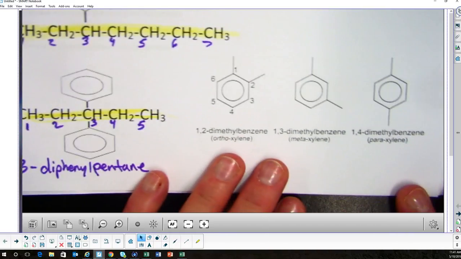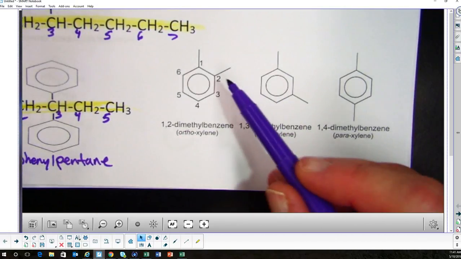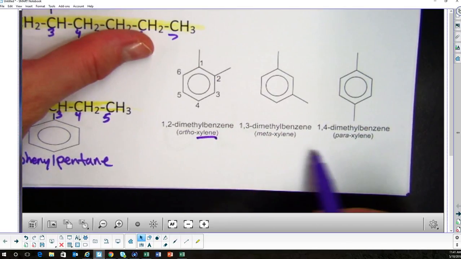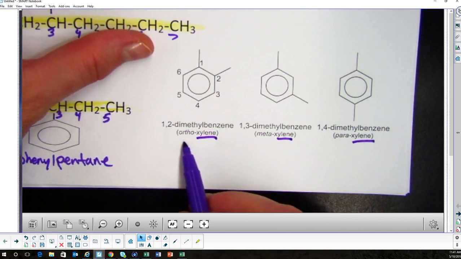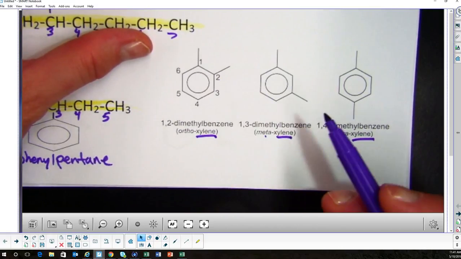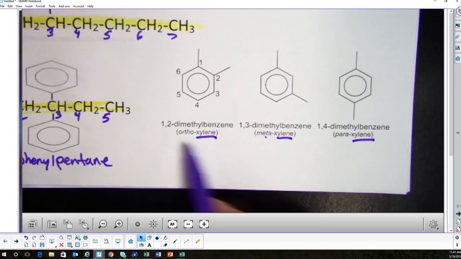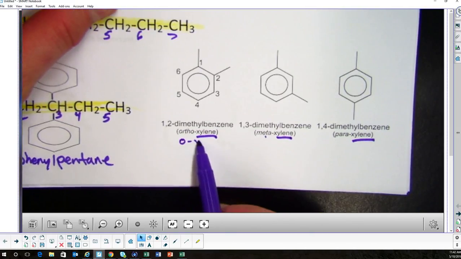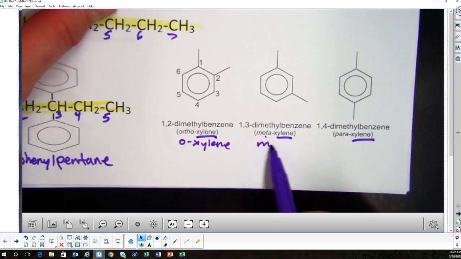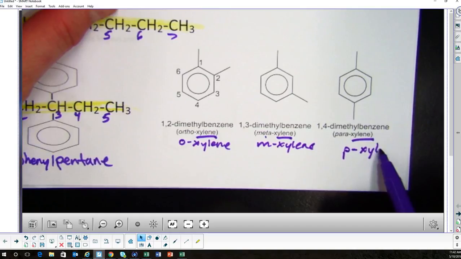Okay, so here's a review real quickly about what was on the top. When it has 2 methyl groups, we can call it xylene. So this would be O-xylene, M-xylene, and P-xylene down here at the very bottom. That's just methyl groups. So if 2 methyl groups are coming off a benzene ring, then I get a xylene. And the position, the ortho, the meta, or the para, just tells me what position those methyl groups are in.